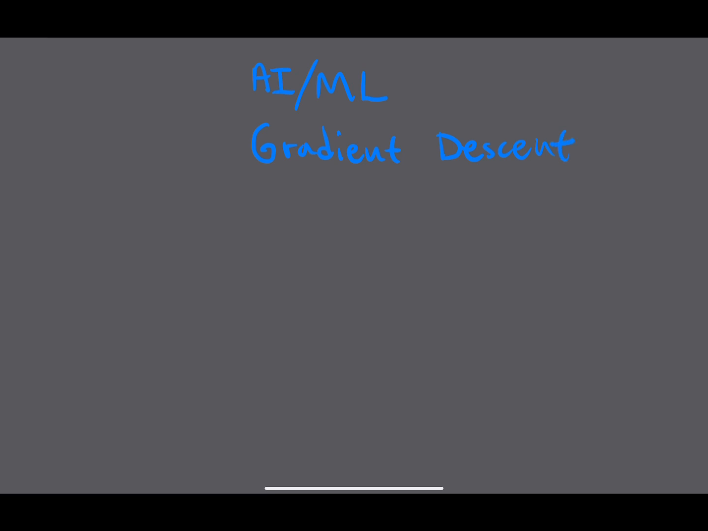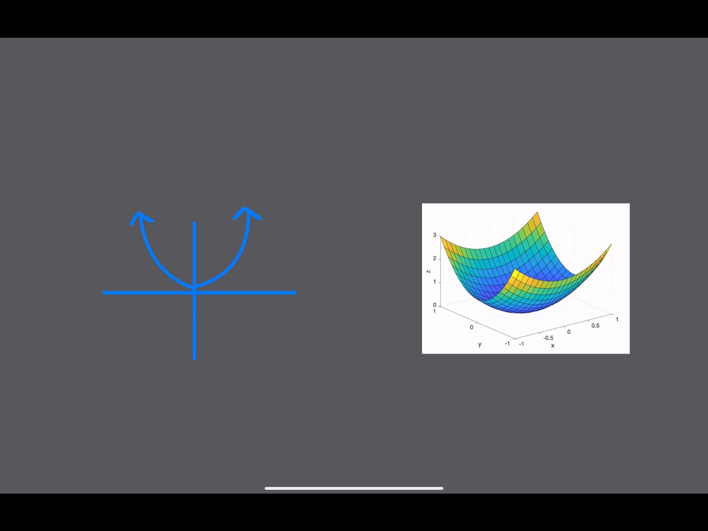So gradient descent is actually an algorithm that is used to minimize a function. Let's give a quick example of that. Here we have a really simple function, the function y equals x squared, and it's pretty easy to tell that the lowest value of the function is 0, and the x value that results in that is x equals 0.